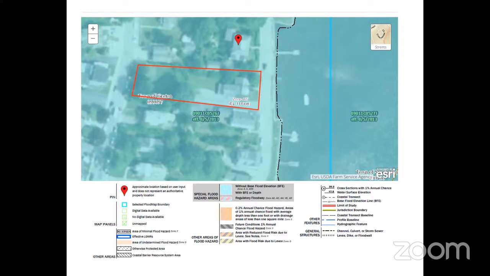This is a map from the FEMA online mapping system, and it shows that the house is in a zone AE, elevation 11. And the property is actually the red box, not the red dot to the north. We have not taken on any survey work yet, so we do not have an elevation certificate. We're trying to ballpark an idea of where we're at.